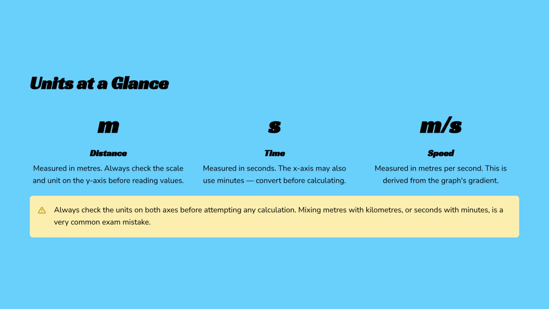Always check your units. Distance is in meters, time in seconds, and speed in meters per second. Mixing these up is a common exam error, so take a moment to verify your units before calculating.